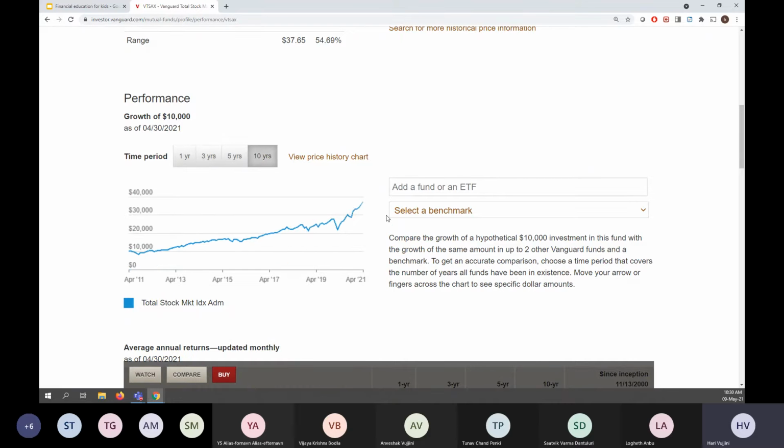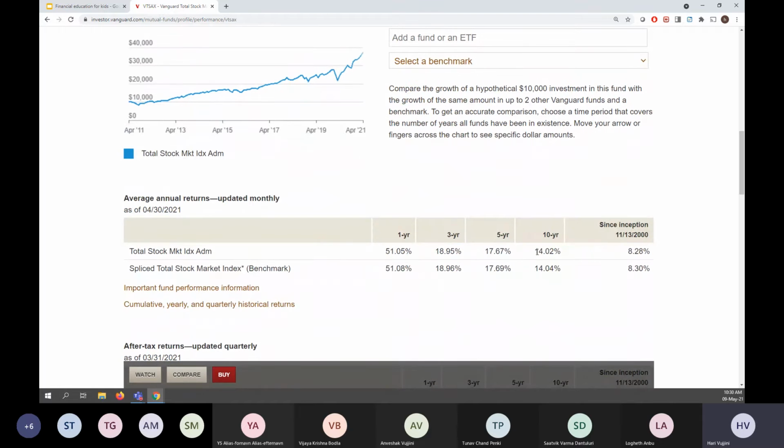So if you look at 10 years, yeah, they made 14%. And since inception, so for example, if you have invested with them since 2000, you would have made 8.28%. But over the last 10 years, it's 14%. So just doing nothing, parking money, forgetting about how individual companies are doing, you would have made 14%. But look at here, how much you would have made in one year? 51%.